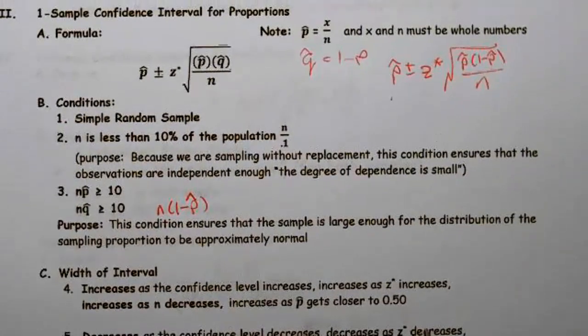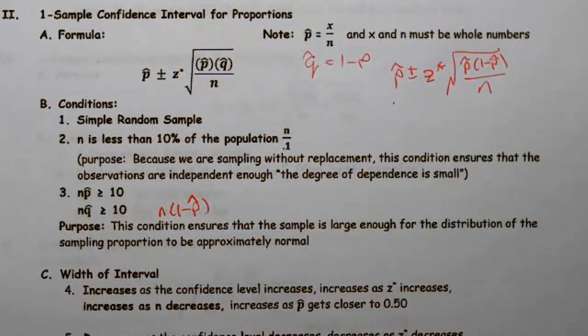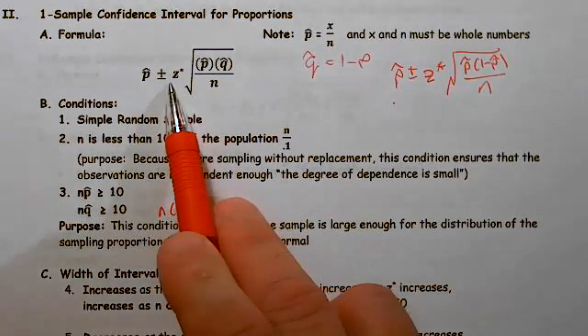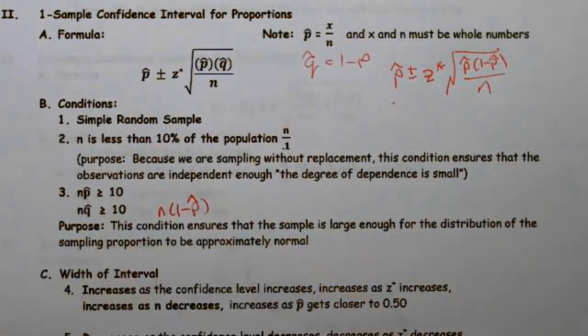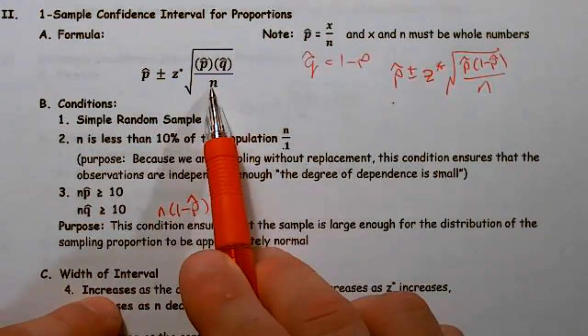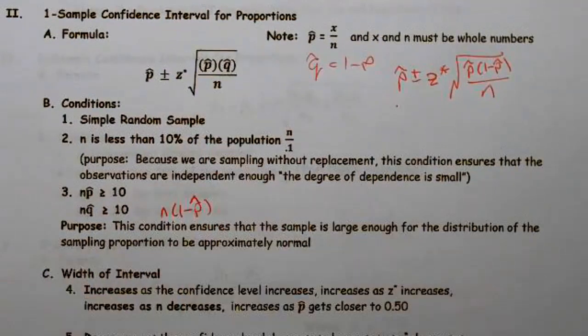Width of the interval. The width of the interval gets wider as the confidence level increases. So if we go from 90 to 95%, my interval gets wider. Why? Because my z-star increases. If we had a 90% interval, my z-star would be 1.645, but with a 95%, it's 1.96. Obviously, 1.96 is bigger, so if I'm multiplying by a bigger number, it's going to get wider. As n gets smaller, my interval gets wider.